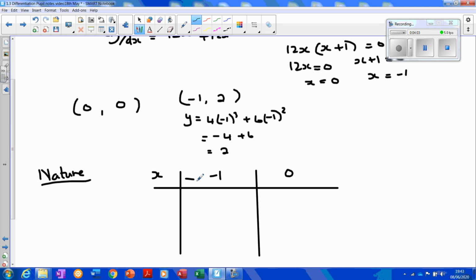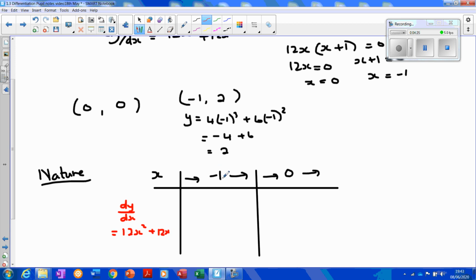I want to know what's happening before that. Is it sloping uphill, downhill, whatever. And the same with those ones. Okay, now dy by dx for each of these. We've already worked it out, and I'll write it in there just to remind us. So dy by dx was 12x squared plus 12x.